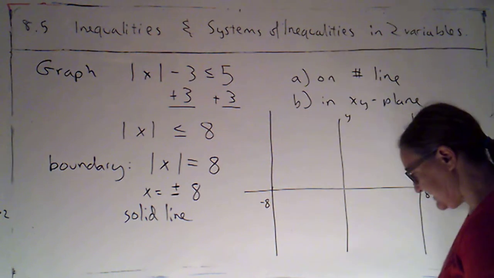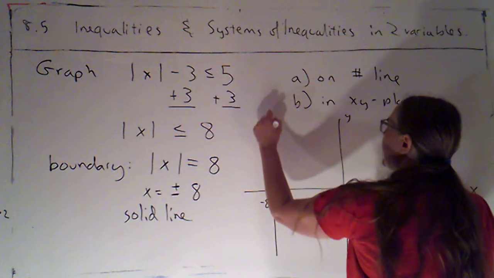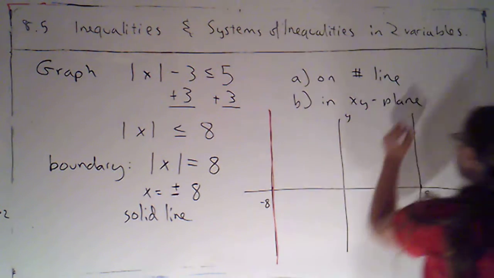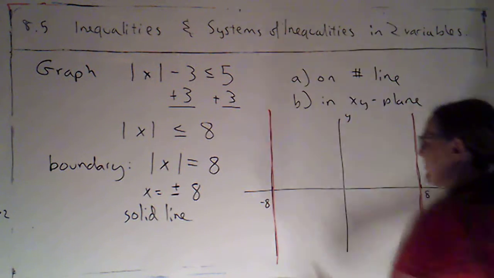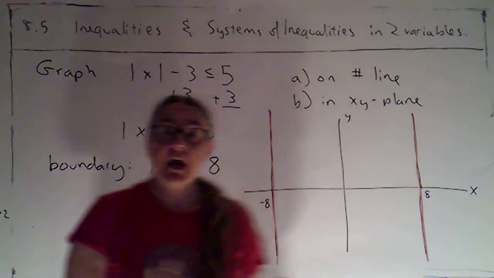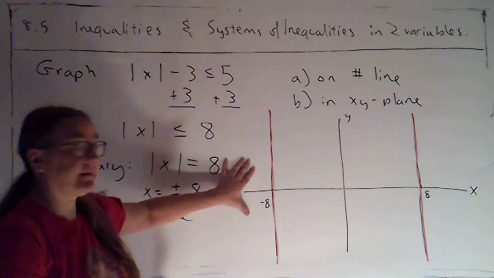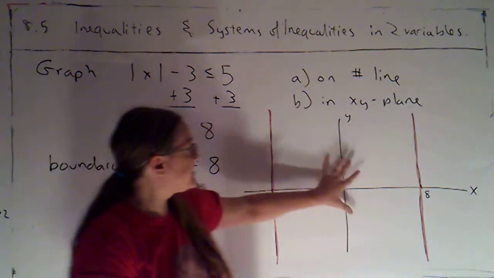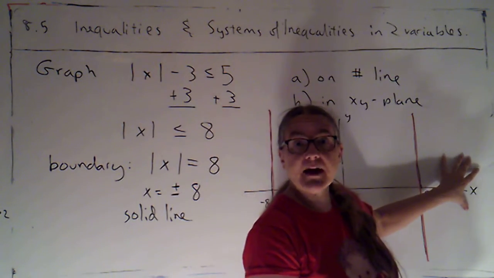So the axes here are not boundaries. In fact, let me just draw in these boundaries in red so that it becomes a little bit clearer. The axes are just my frame of reference. These are my boundaries. Notice they divide the plane up into 3 parts. There's the stuff to the left of negative 8. There's the region between negative 8 and 8. And there's the region to the right of 8.